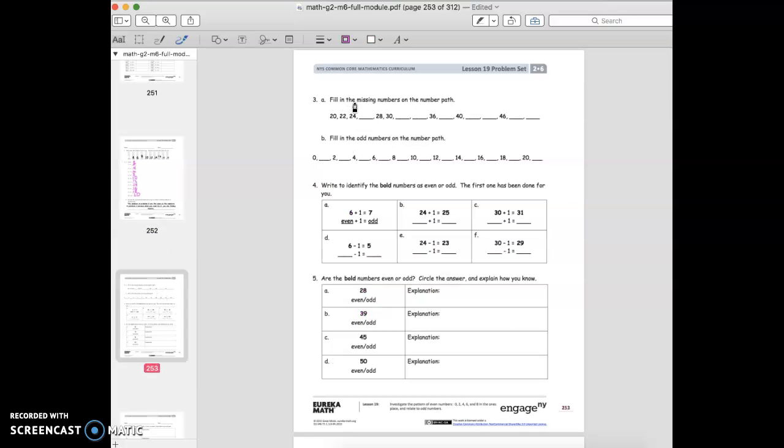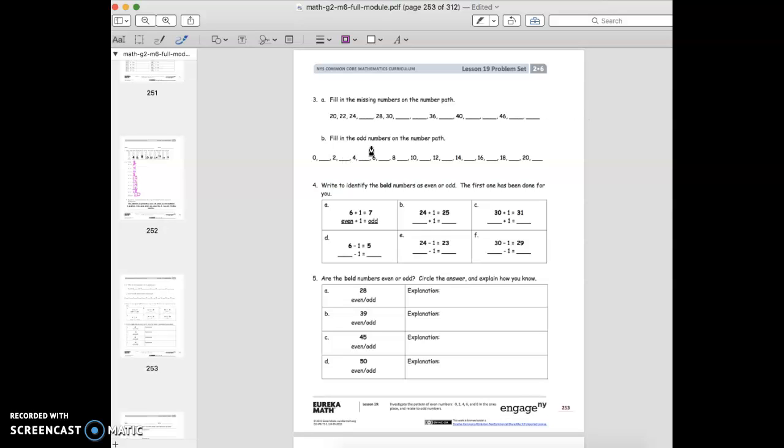Now moving on. Fill in the missing numbers on the number path. We already know 20, 22, 24. As you can see, they're counting by twos. So you continue this pattern by counting by twos. Please take the time to do that and then check your work. I will post the answers to that at the end.